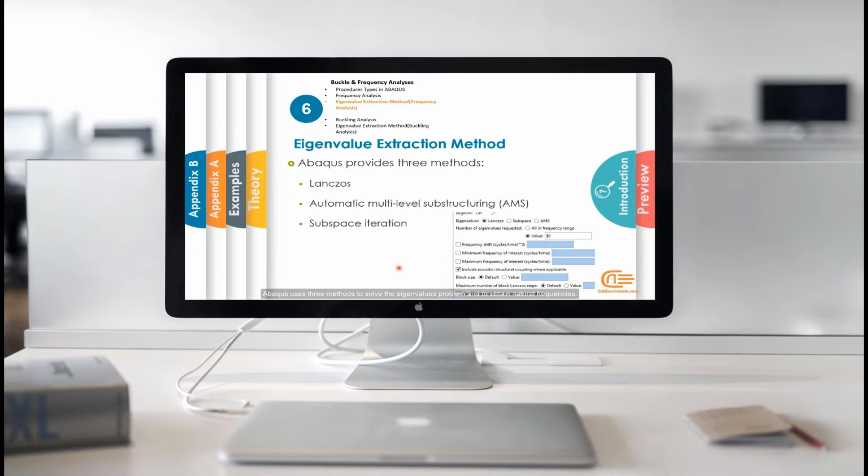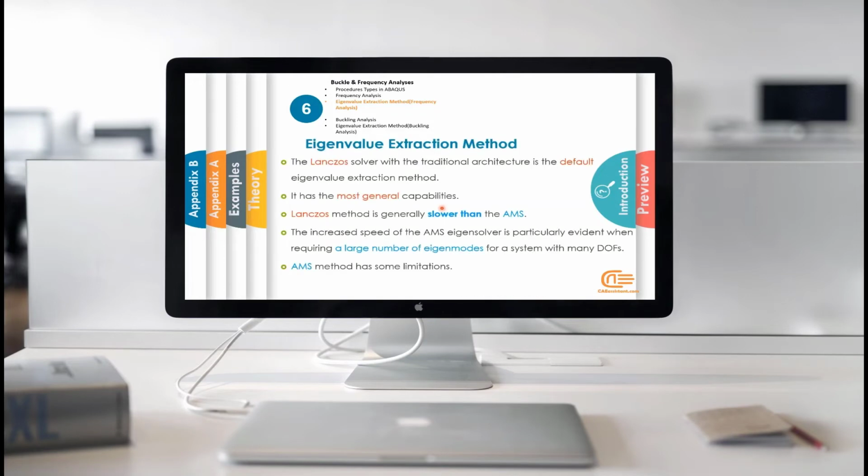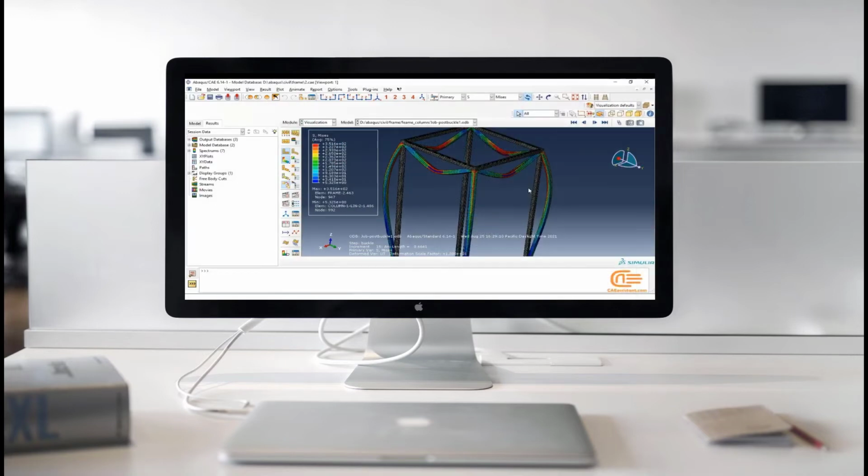Abaqus uses 3 methods to solve the eigenvalue problem and to obtain natural frequencies. These 3 methods are Lanczos, subspace, and automatic multilevel substructuring, which is abbreviated to AMS. The Lanczos method is a traditional method used for traditional structures, which is the software default. It has more general capabilities than other methods, but is slower than the AMS method.